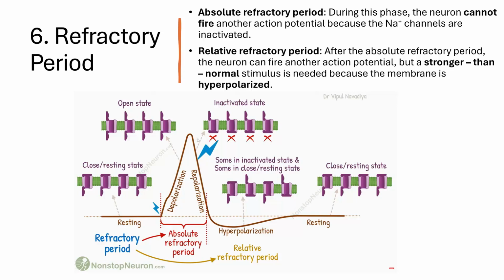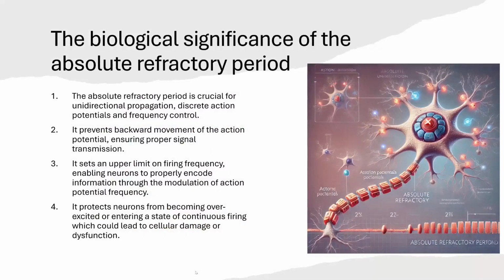The relative refractory period follows the absolute refractory period. The neuron can fire another action potential, but a stronger than normal stimulus is needed. And why is that? Because the membrane is hyperpolarized.